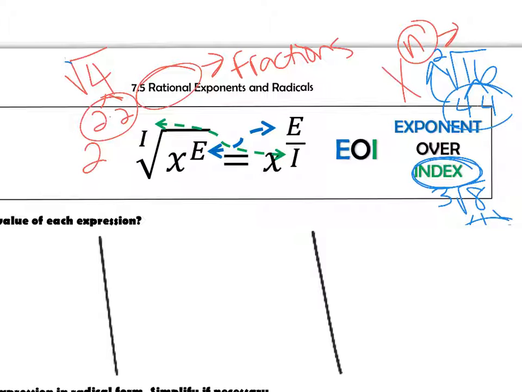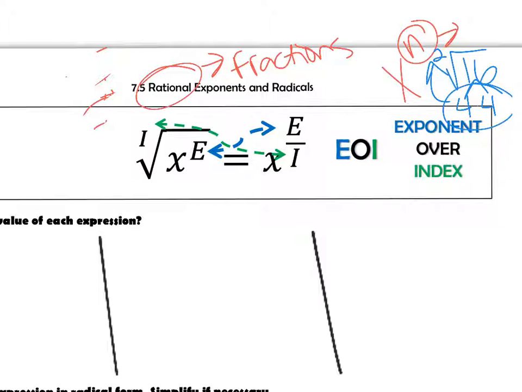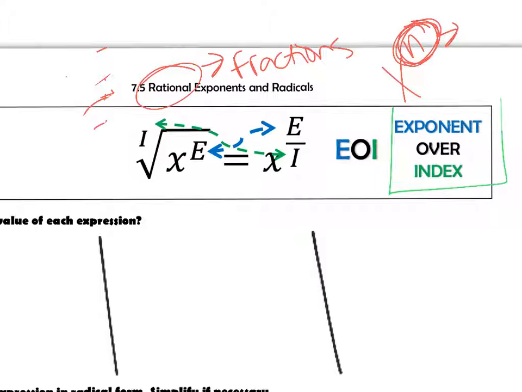Okay, so we've talked about kind of the different parts a little bit. Let me get rid of some of this. Okay, so that's the index, that invisible number in front of the square root. The exponent, okay, we obviously know what an exponent is. That's the little number in a power. So if we want to go back and forth between a radical and an exponent, this is the phrase that you need to remember. Exponent over index.